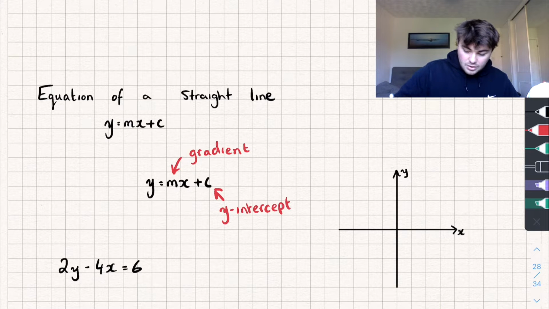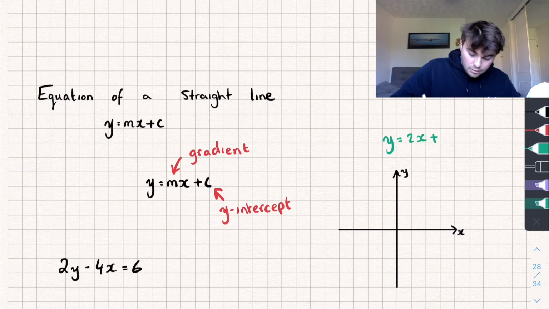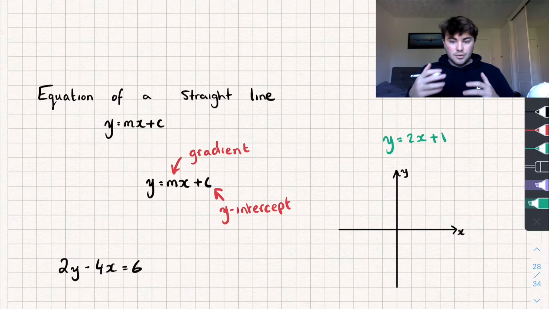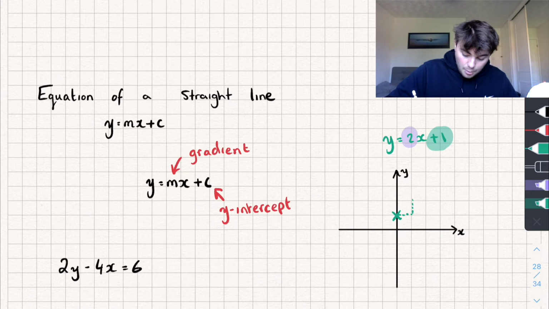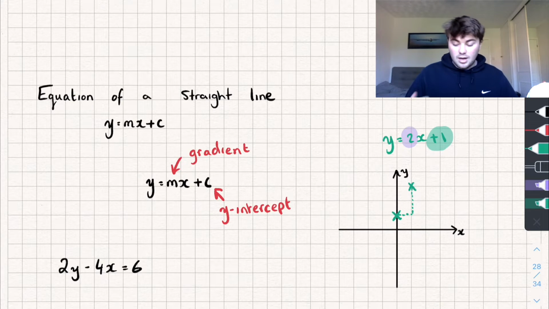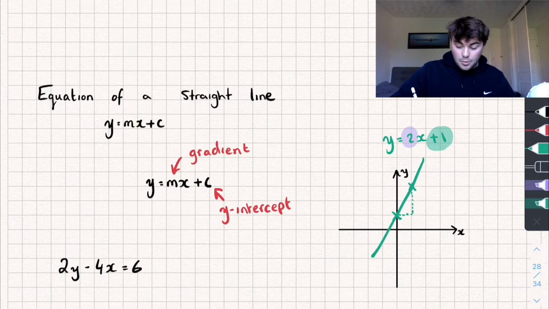Okay? And so say, for example, we had the equation y equals 2x plus 1. Well, this is the equation of a straight line that is going to pass through the y-axis at the point y equals 1. And it's going to have a gradient of positive 2, which just means for every one square we go across, it's going to go up 2 squares like that, and so now we could find 2 points on the line and we could even sketch it like that, okay?